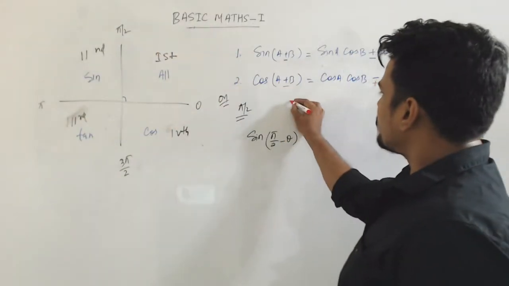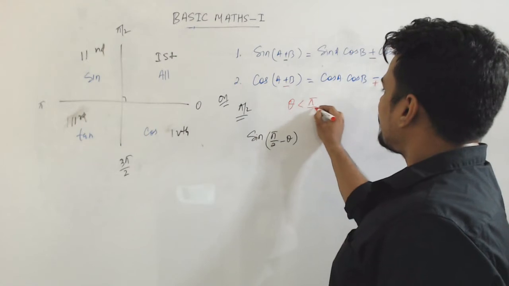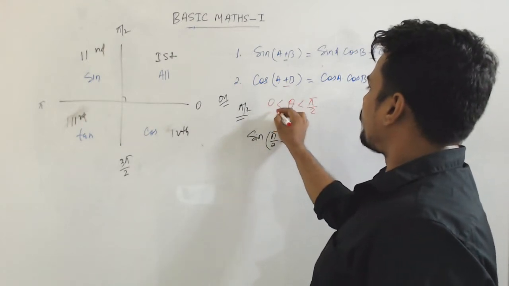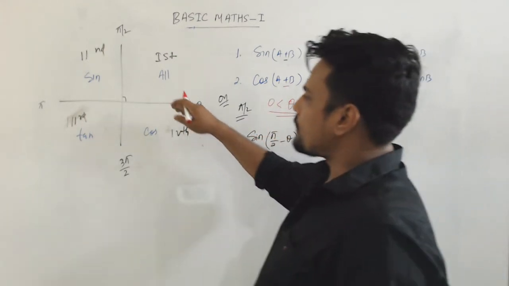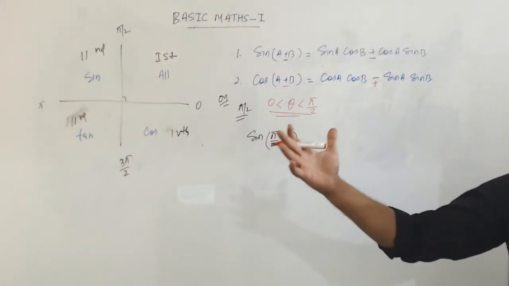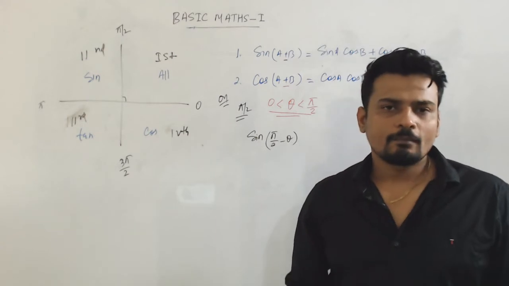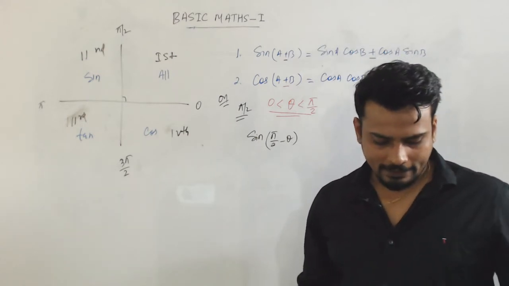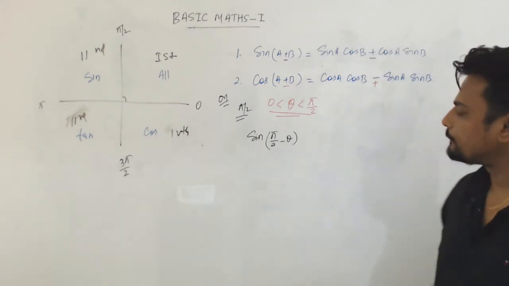Theta is an acute angle, so theta has to be between 0 and pi by 2. That means theta is going to fall somewhere between 0 to pi by 2. It's an acute angle. Acute angles are those which are less than 90 degrees. Obtuse angles are those which are more than 90 but less than 180.